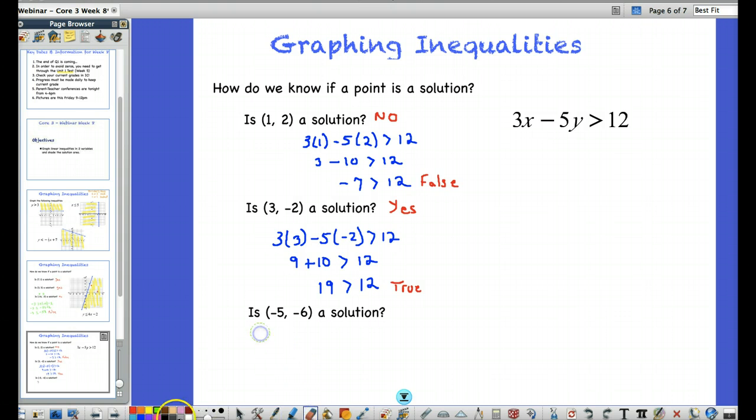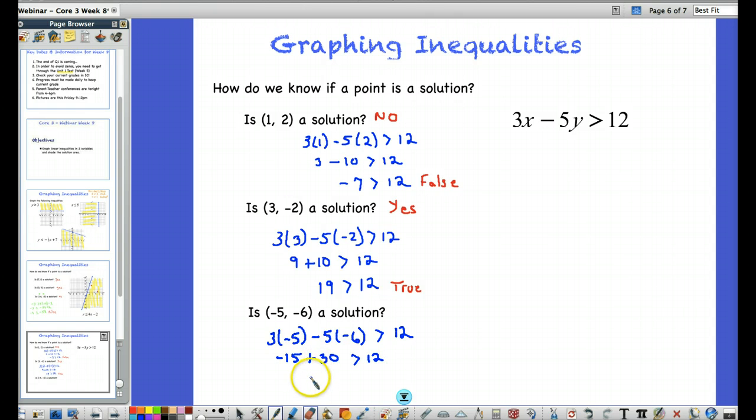We don't want to write it red yet. Haven't figured that out. Okay, so we would just do it like we were doing it before. We're going to plug that in. 3 times negative 5 minus 5 times our y value, and that's going to be greater than 12. And then I'm just going to simplify the left side. 3 times negative 5 is negative 15. Okay, what's a negative times a negative? Positive. Negative 5 times negative 6 is positive 30. And that's going to be greater than 12.